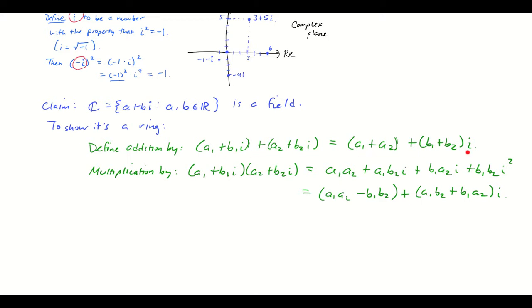Okay, so now that we've shown we can add any two complex numbers in standard form and get a complex number in standard form, we can multiply any two complex numbers in standard form and get another complex number in standard form. Now at least we have operations.